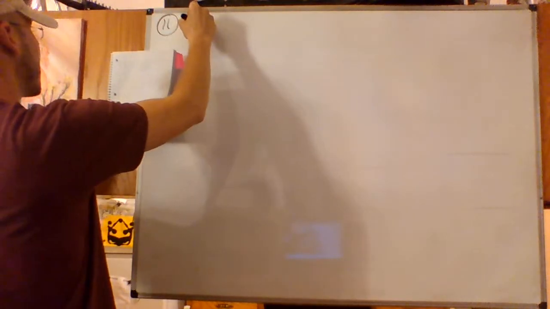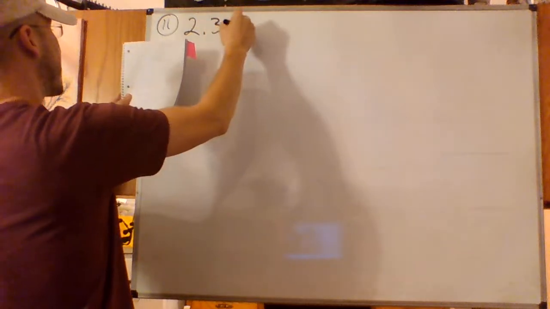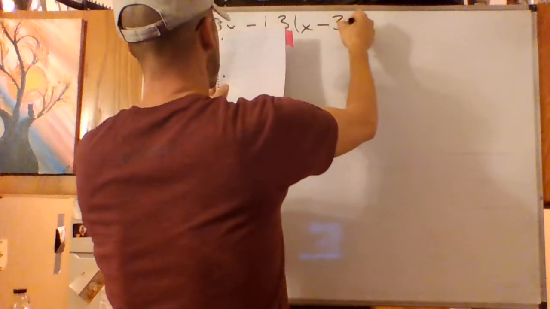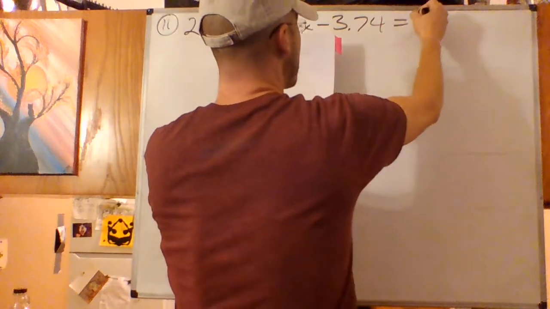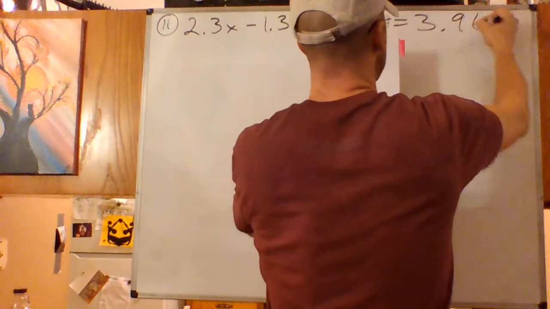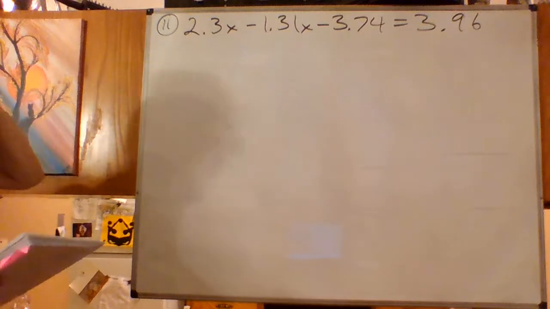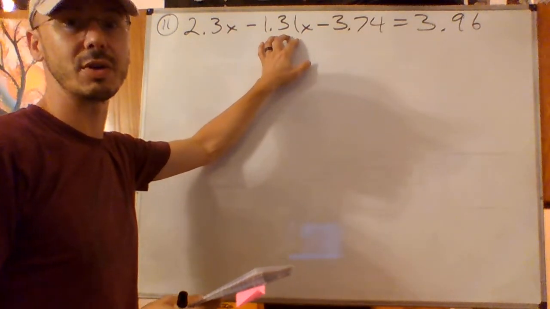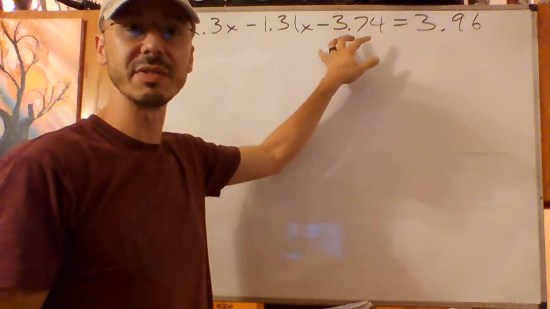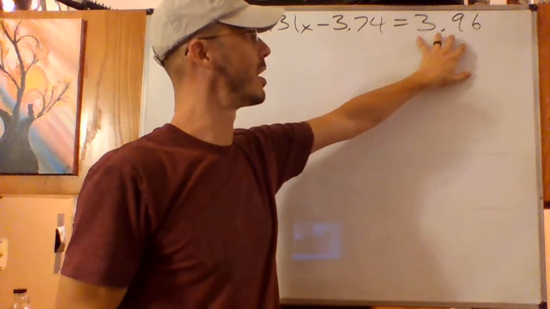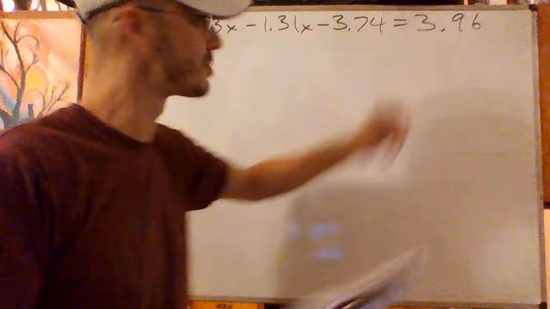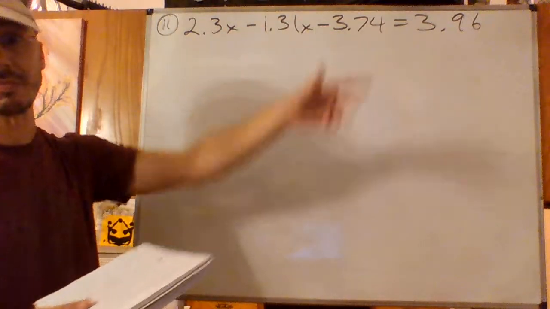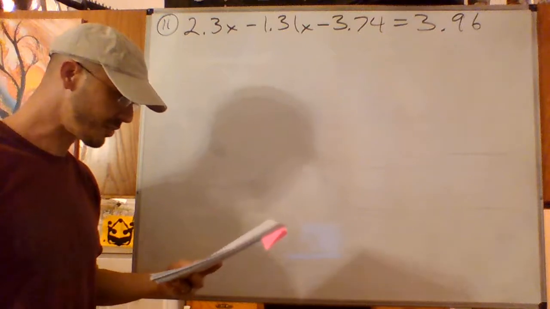For 11, I got 2.3x minus 1.31x minus 3.74 equals 3.96. This looks to me like it came from a money situation, because of the $1.31 and $3.74 and $3.96. I mean, you could think of the 2.3 as $2.30. Looks like a financial problem.